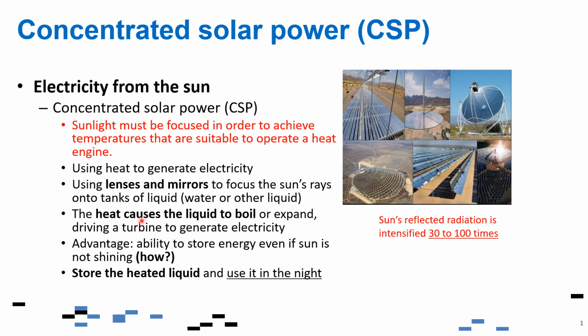Another thing about this is that we can also store the thermal energy coming from the sun. So instead of using it all the time during the daytime, we can store the thermal energy and use it at nighttime, when we need more energy. We can store this in a liquid or in a molten salt, for example, and put it in a storage tank for use at various times of the day, especially nighttime.